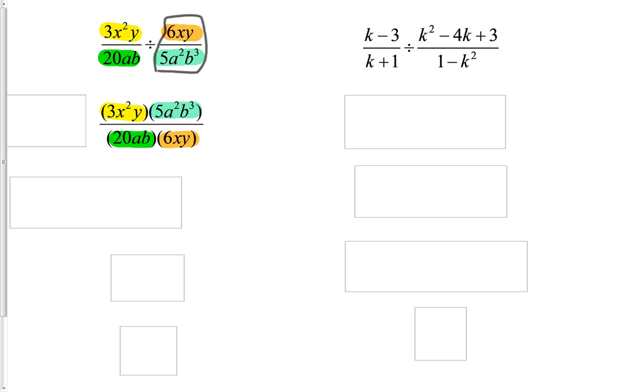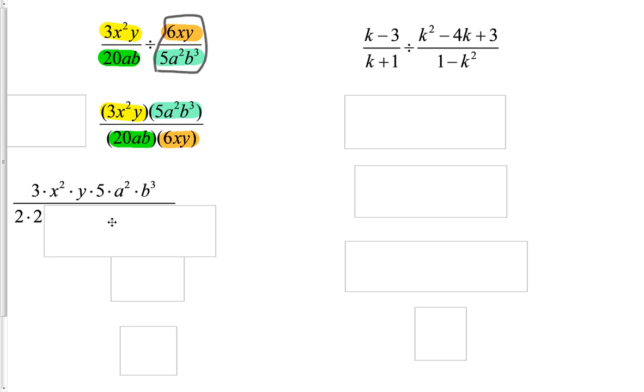To do that, earlier we had a couple different ways of going about it. One of the ways was to break this down into its factors. We go across: 3 is prime, so we'll leave that. X squared, we'll keep that. Y, 5 is prime, a squared b cubed. Just write that all out in one long string. And our denominator, 20, can be broken down a little bit. 20 is 4 times 5, or 2 times 2 times 5. So we'll get that. AB we'll leave as is. 6 is 2 times 3, and then we have this xy.